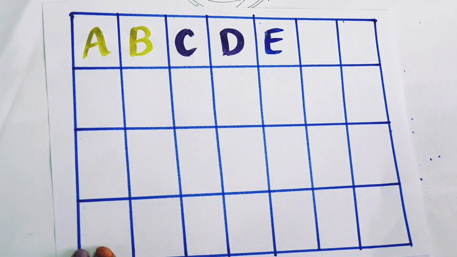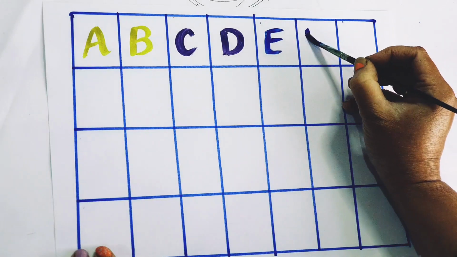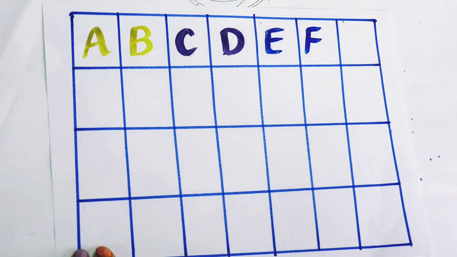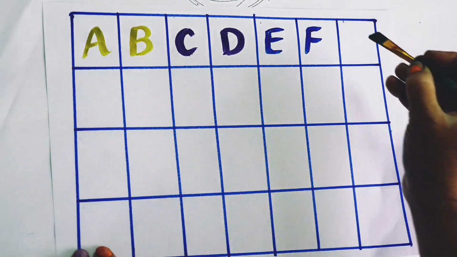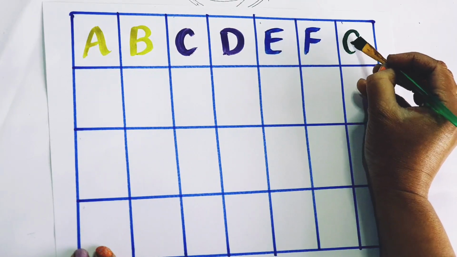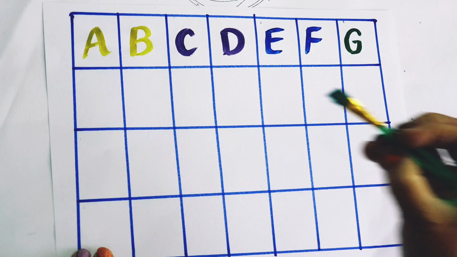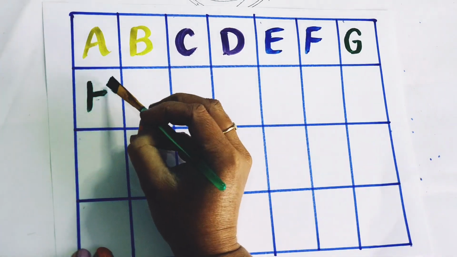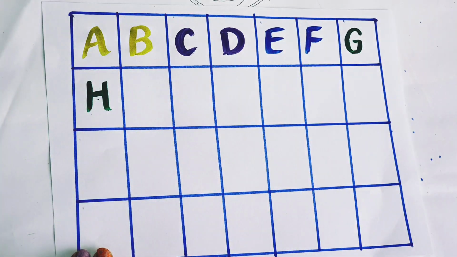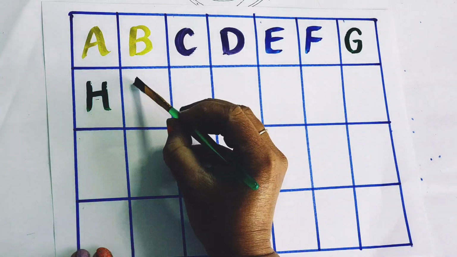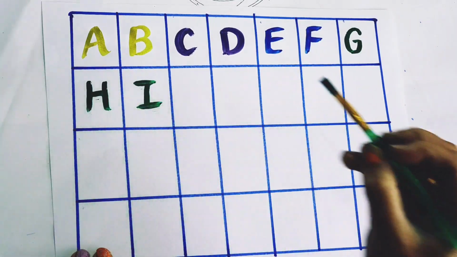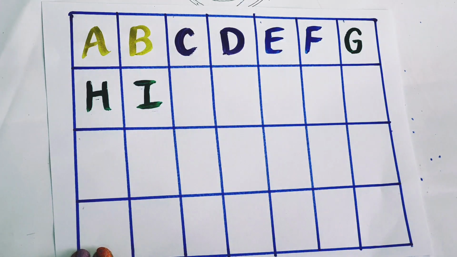E for eggplant. E for egg. F for fish. F for fruit. G for goat. G for guava. H for house. H for hen. I for ice cream. I for eyes.